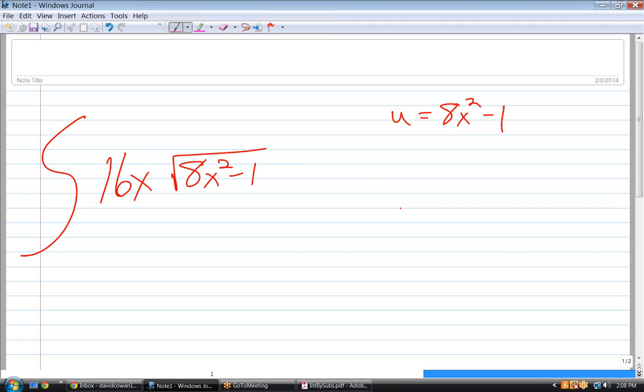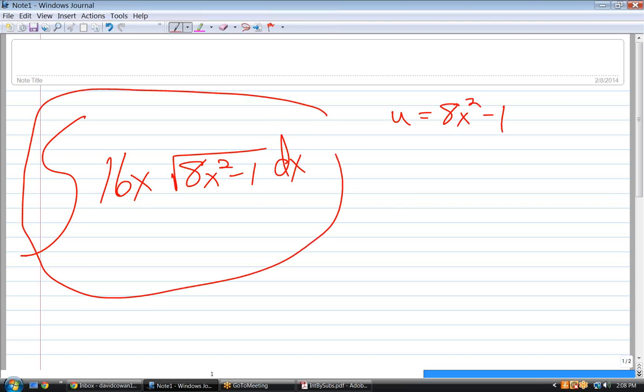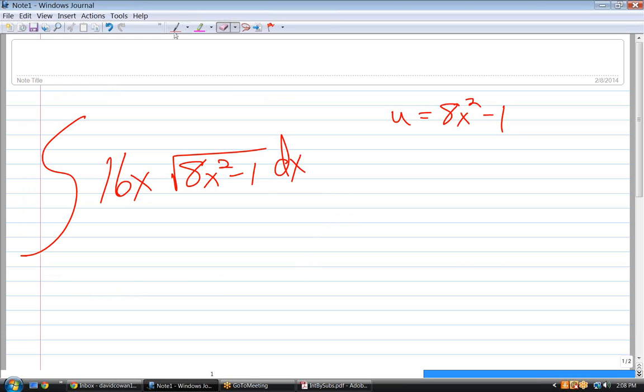Exactly. What we're going to do is turn this integral, which is now an integral in x, into an integral in u. Let me show you how we're going to do that. If u is equal to the square root, then du dx is equal to what?